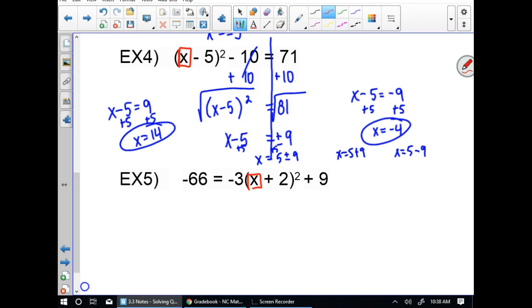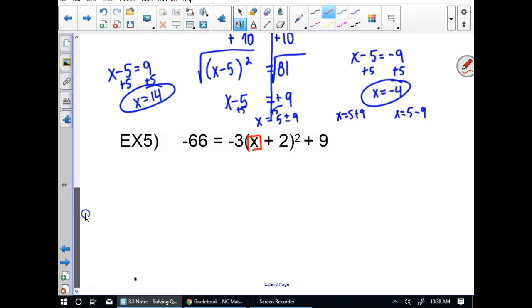Now, this is a rather complicated problem here because we have lots of stuff going on. But we want to try to get that x right there by itself. And so if we're trying to get that x by itself, we want to start furthest away from the x. So what should we try to move first? The 9. The 9's got to be subtracted.